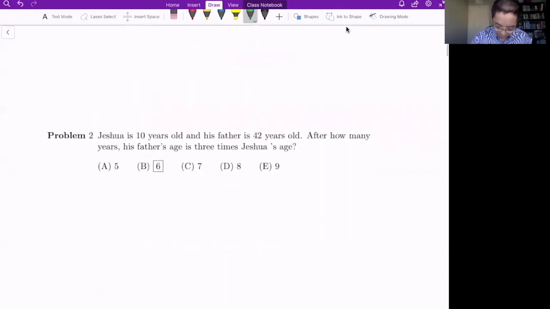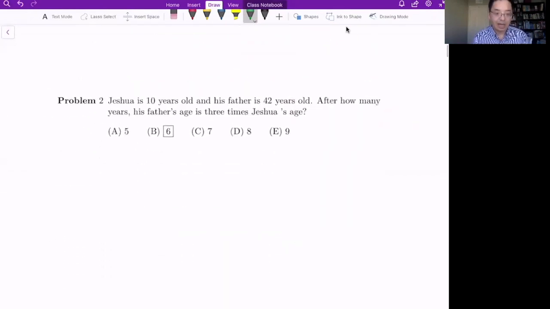Okay, so now let's look at problem number 2. Problem number 2 says, this year Joshua is 10 years old and his father is 43 years old. After some years, his father's age becomes 3 times Joshua's age. We need to figure out after how many years. There are 2 ways to solve this problem. One way is without algebra. Method 1 is no algebra.